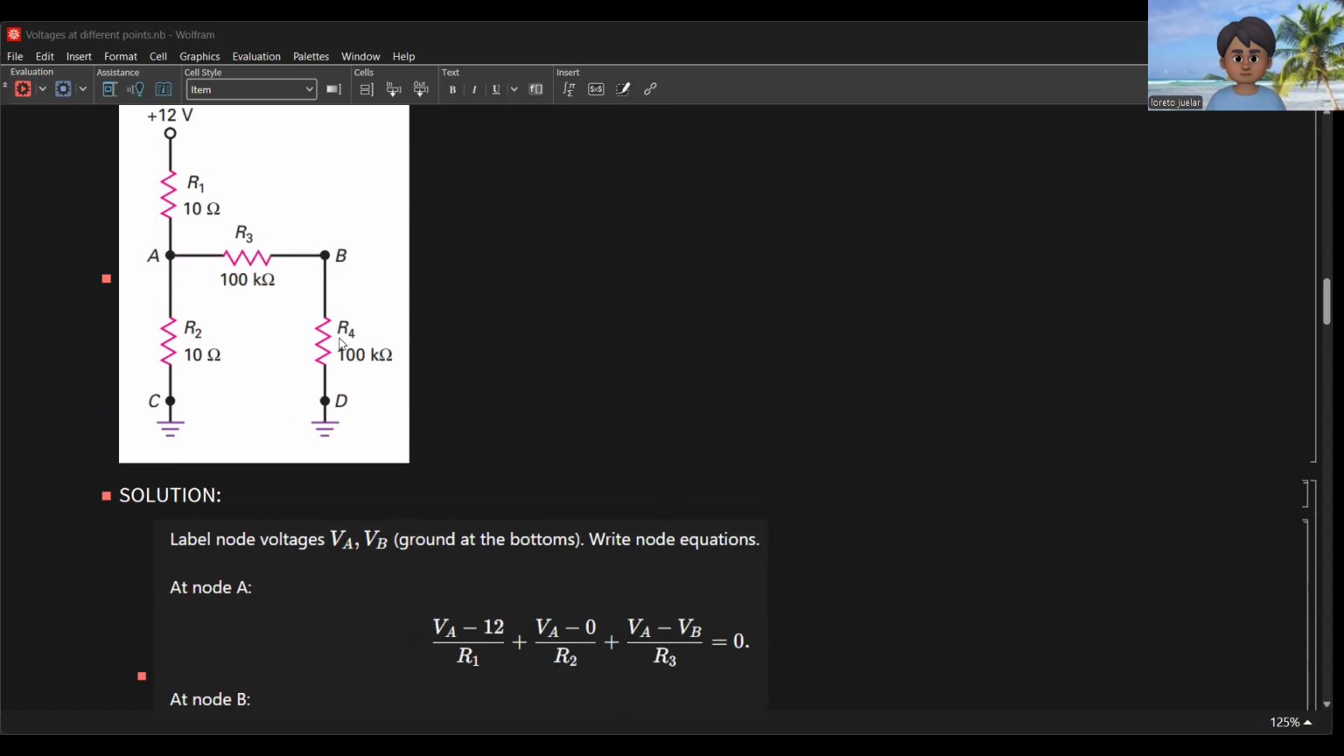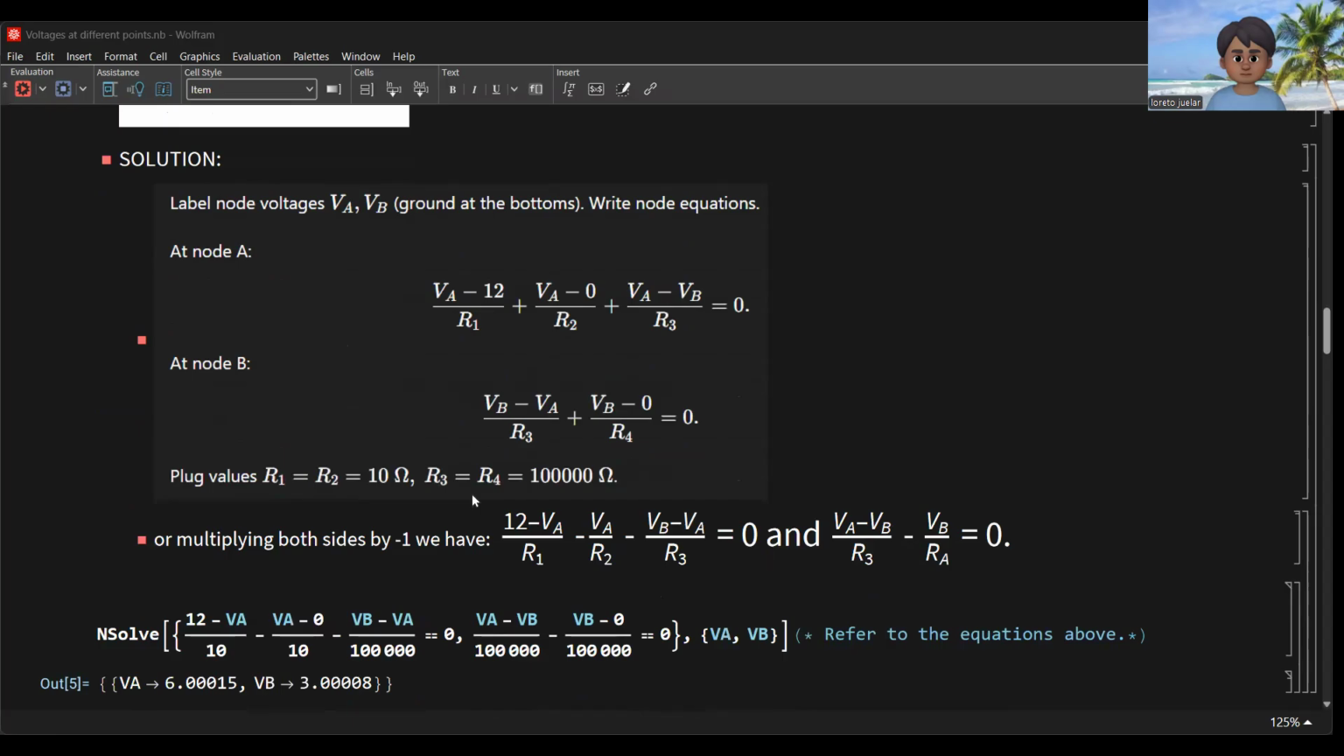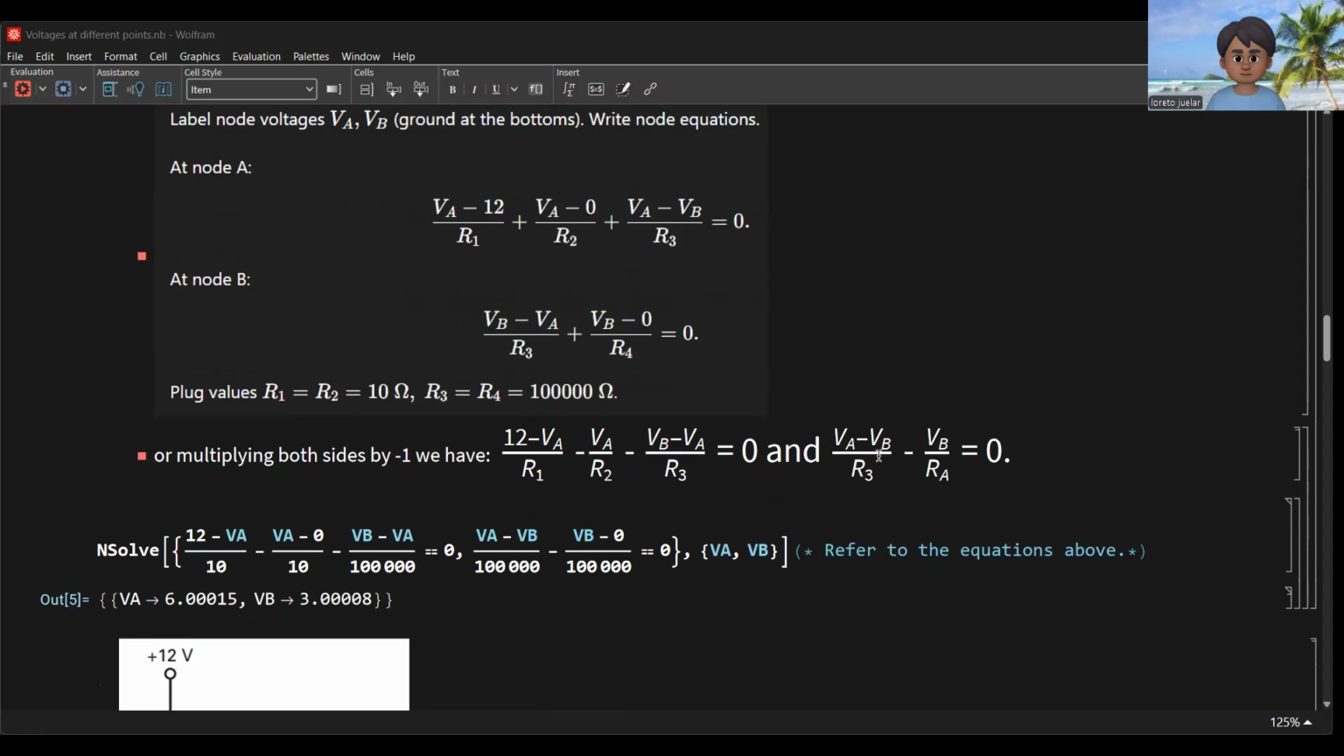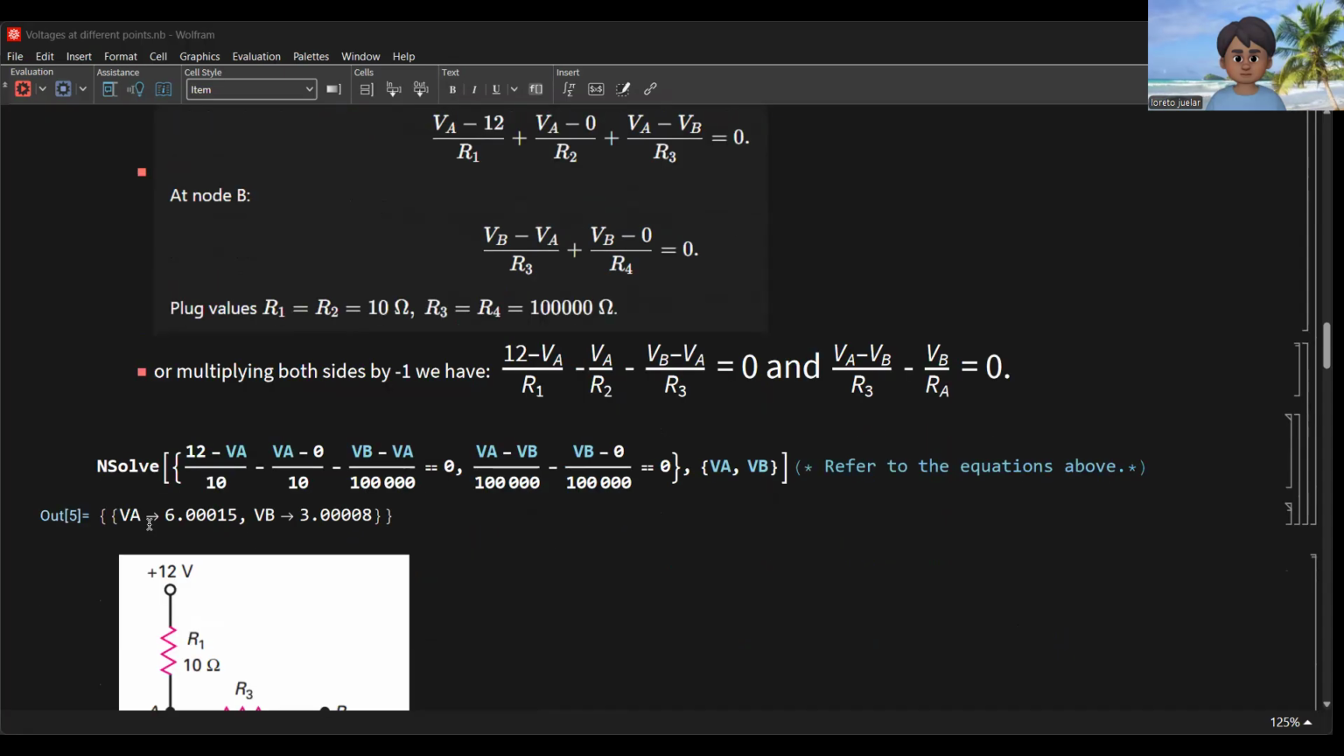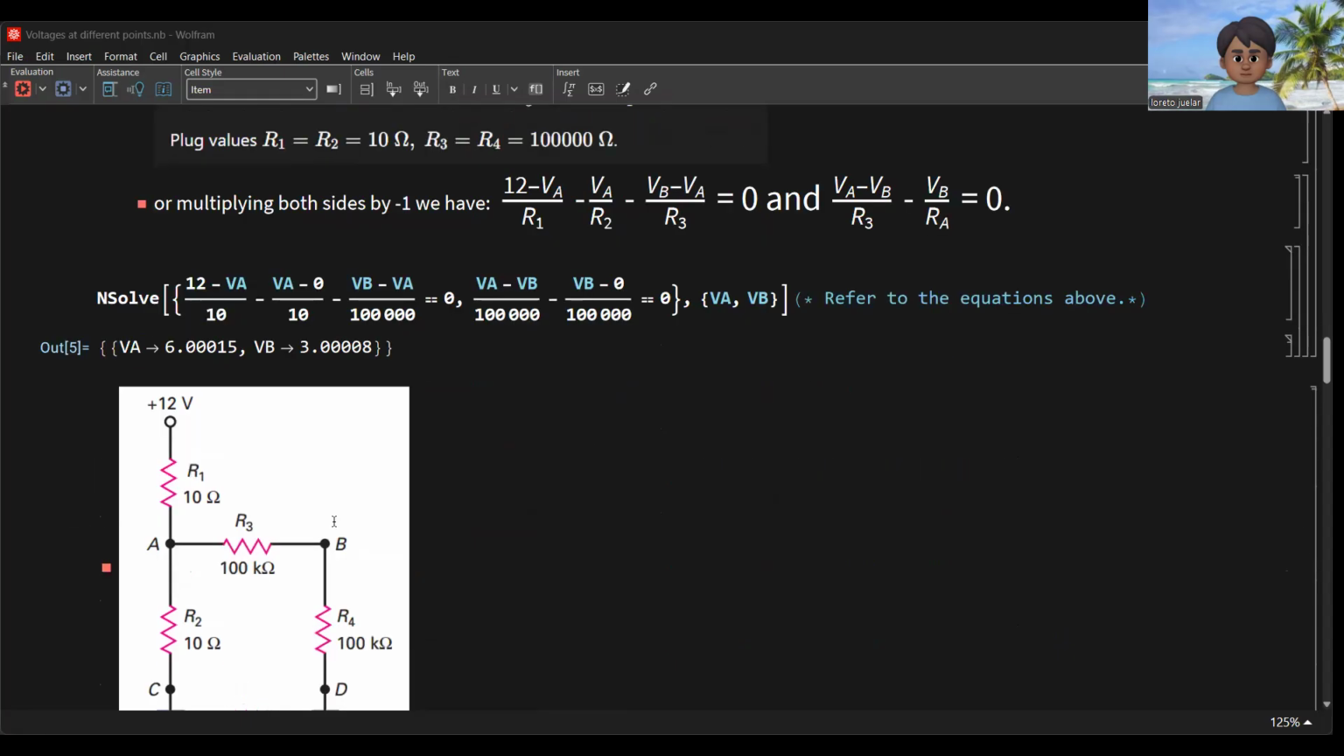By using Kirchhoff's law of currents, we have this here, but it's good to multiply both sides by -1. So if we multiply both sides here by -1, we have (12 minus voltage at point A) over R1, minus the voltage at point A over R2, minus (the voltage at point A minus the voltage at point B) over R3, and this is equal to 0. If we solve this using Mathematica, we have the voltage at point A equal to 6 volts, and the voltage at point B is equal to 3 volts.